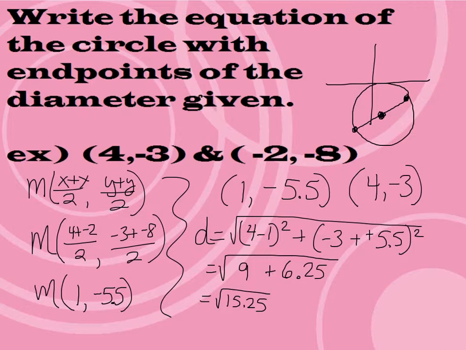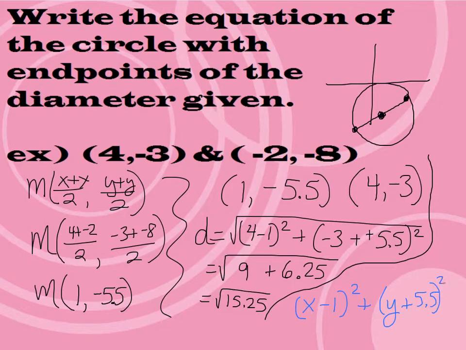I'm kind of out of room here, so I'm going to squeeze this in. So my final answer would be, going back to the center, that midpoint, so it's going to be (x minus 1) squared plus (y plus 5.5) squared, and that's going to equal 15.25. Remember that you have to square that radius so that the square root goes away.